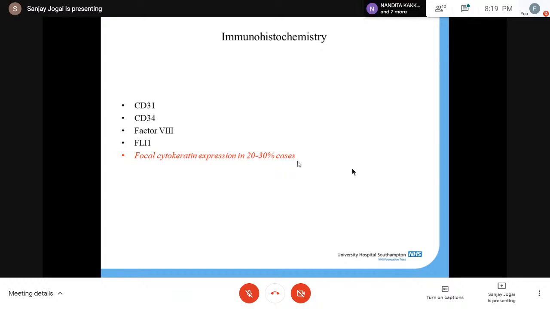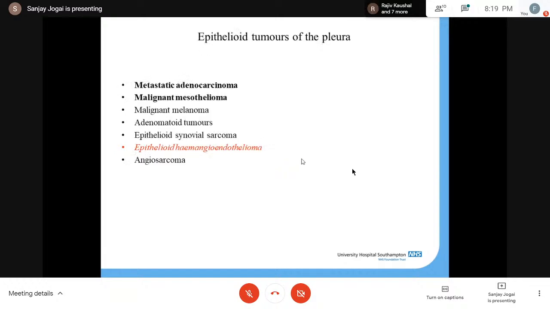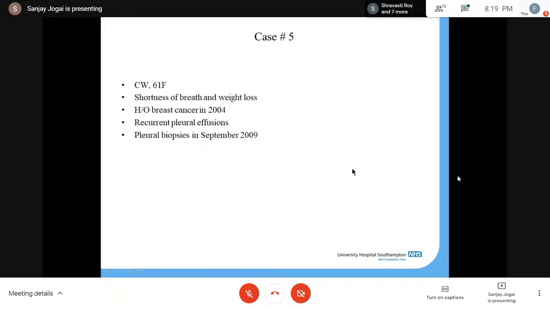Epithelial tumors in the pleura which are showing epithelial marker positivity, if they are not malignant mesothelioma, it's always a good idea to do vascular markers, because you don't want to miss a malignant vascular tumor. So the common epithelial tumors are adenocarcinoma, mesothelioma, melanoma, adenomatoid tumors, pretty uncommon, synovial sarcoma, and this is a case of epithelioid hemangioendothelioma. With that, we'll move to case 5 and then probably have a bit of discussion.